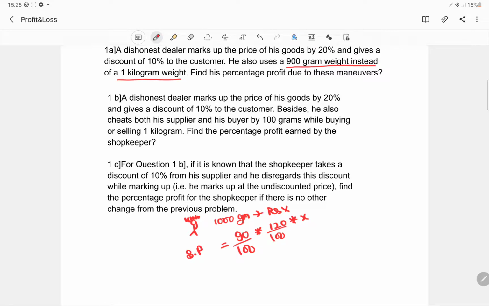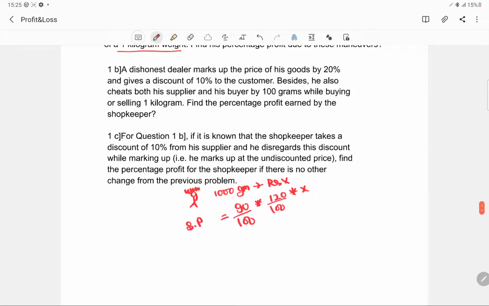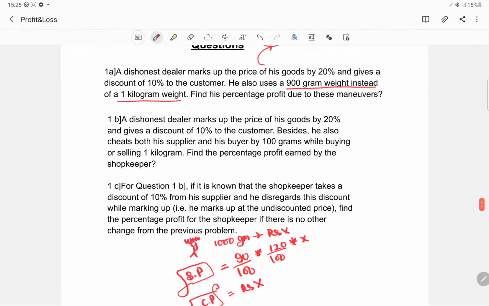This was actually the selling price. If he would have, what he actually said was that I am selling you over the cost price. So for 1000 gram, this was the selling price, and this was the cost price. But did he really sell you 1 kilogram?